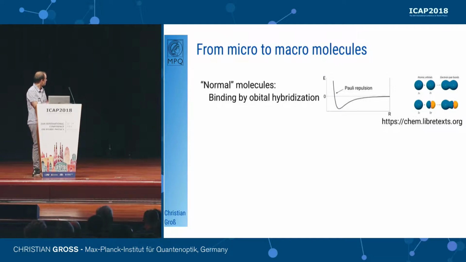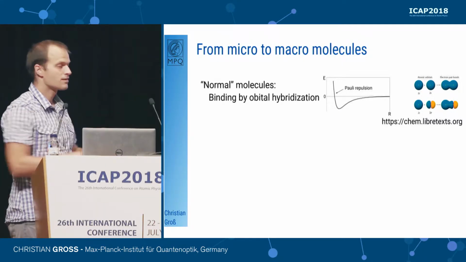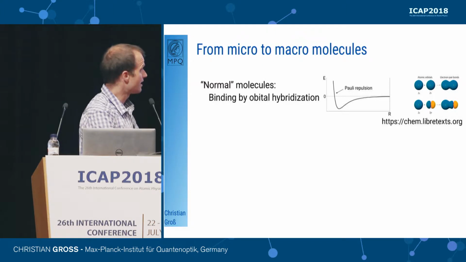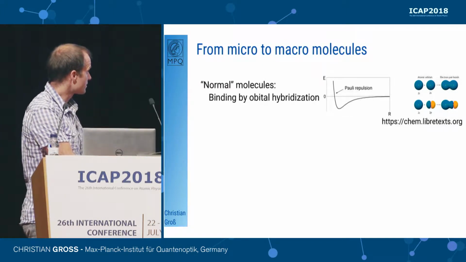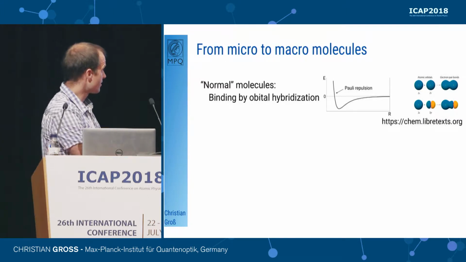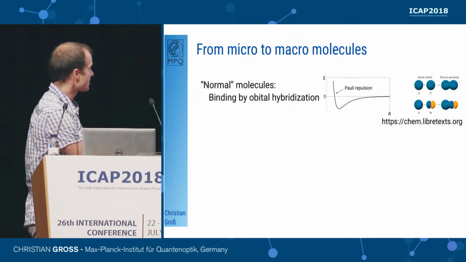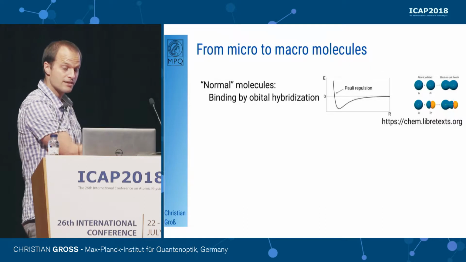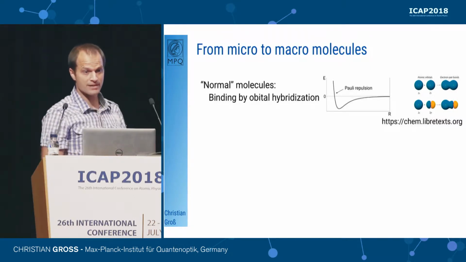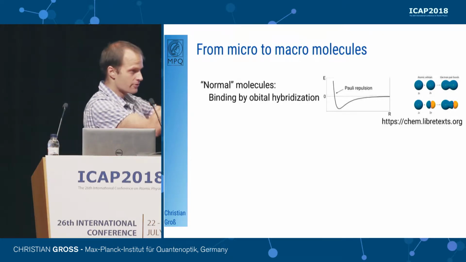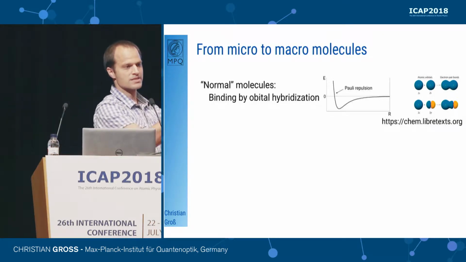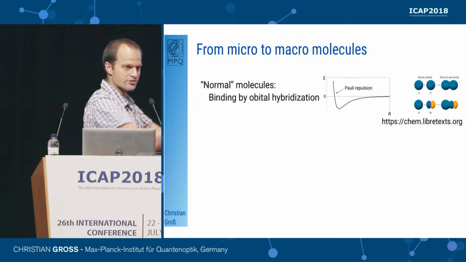Let me first remind you what normal diatomic molecules are in the simplest picture. Say I draw a standard Lennard-Jones potential: you have an attractive part which comes from the van der Waals interaction, and a repulsive part. What makes up the repulsive part? It comes from Pauli exclusion, Pauli repulsion, when the two atoms are ramming into each other and the electrons start to overlap.